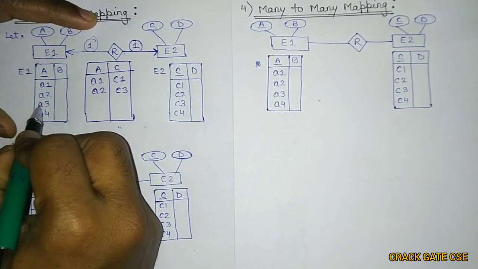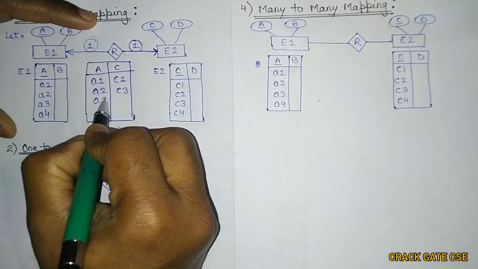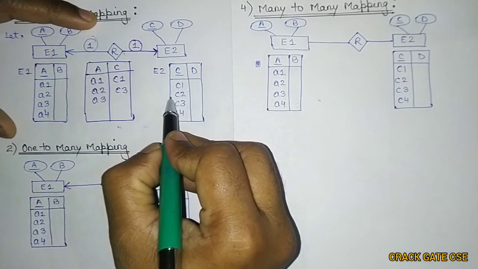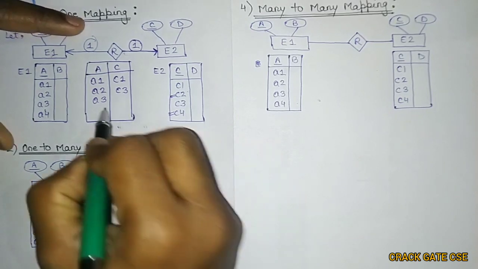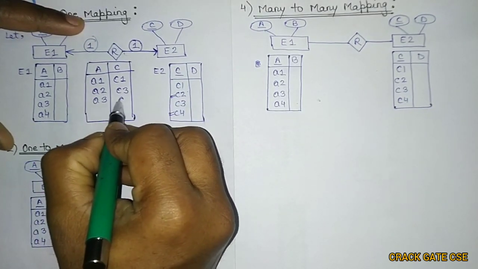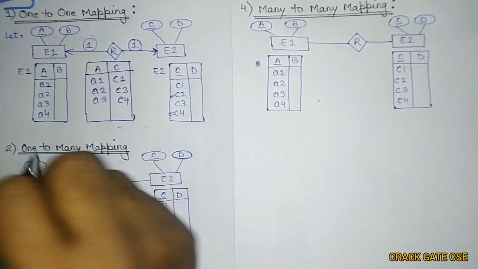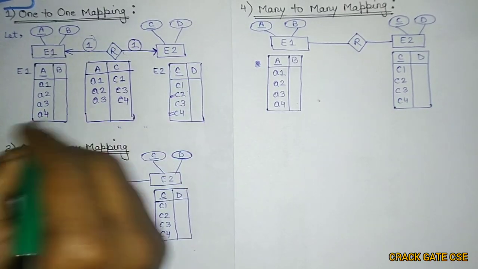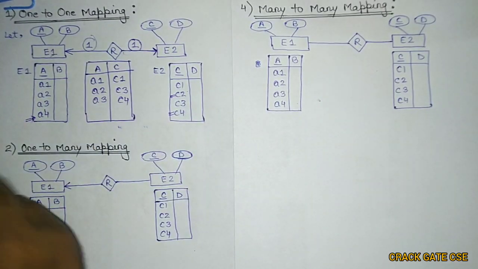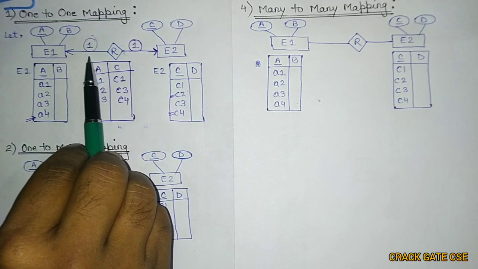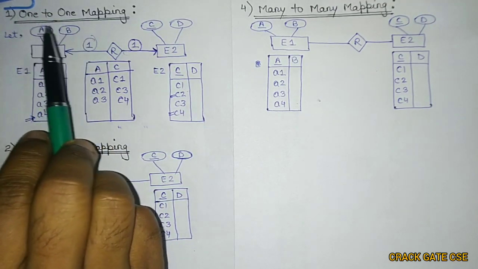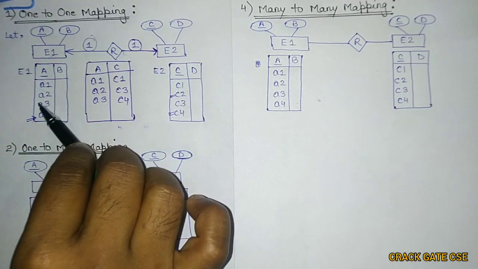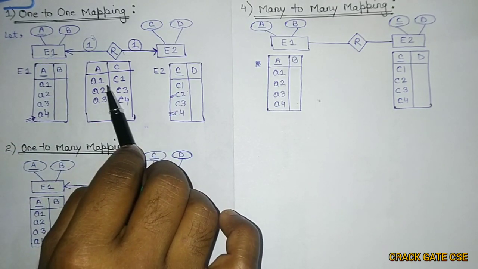Now let's talk about A3. This A3 has to be related with either C2 or C4 because these two are left. So let A3 be related with C4. So that's it. Here A4 is not included because it is a single line, that means it is partial participation. That means it is not necessary to include all the records of E1 in this relationship set.